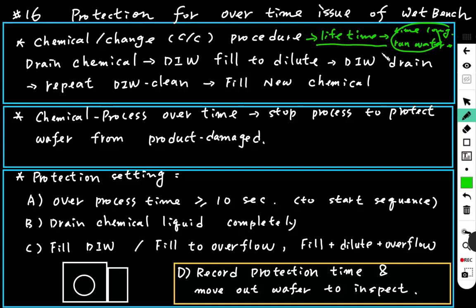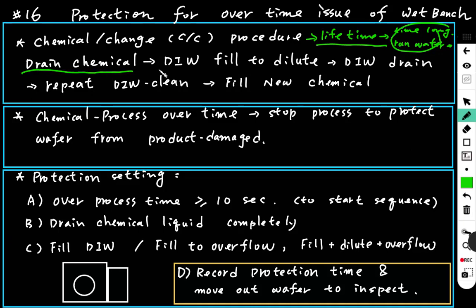Just like the engine oil, we have to change it to keep the chemical fresh enough to run the product. The chemical change procedure, for example, is like this.